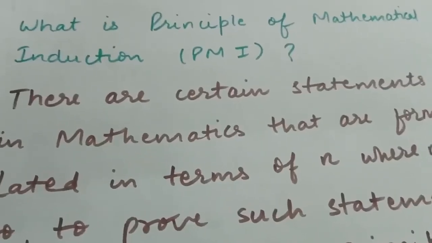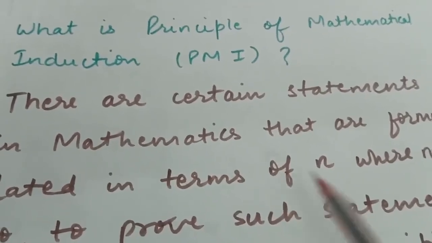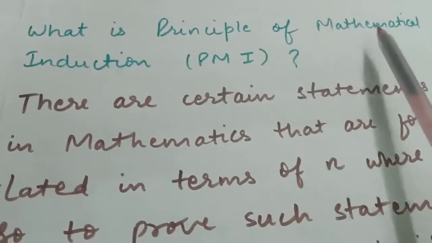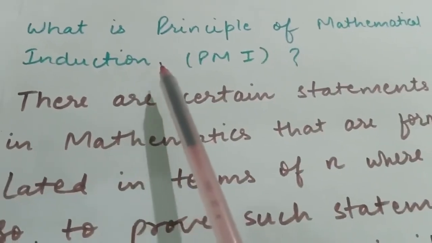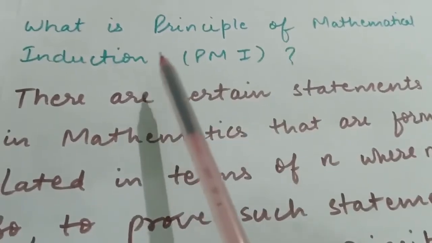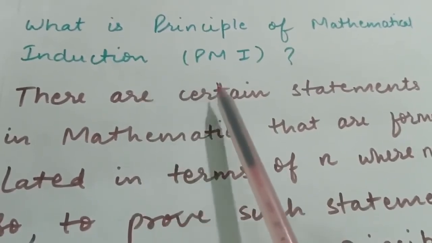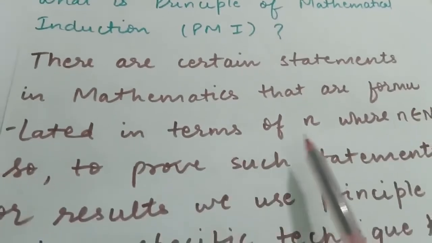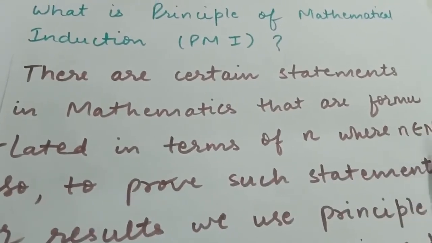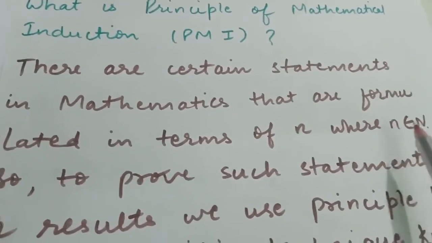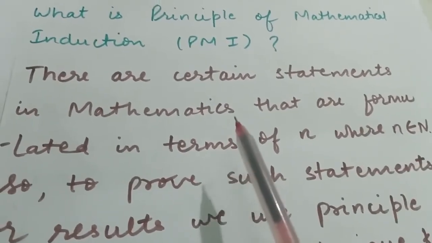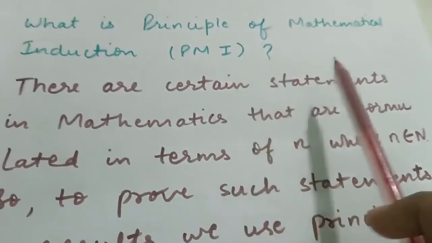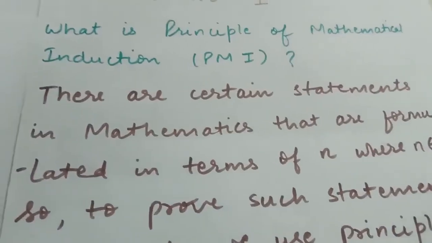Now we will discuss the summary of this chapter as we have completed the chapter. So in this chapter we have studied about the principle of mathematical induction. The principle of mathematical induction is used to prove certain statements in mathematics that are formulated in terms of n, where n belongs to natural numbers. So to prove such statements or formulas in mathematics, we use this principle of mathematical induction, right?